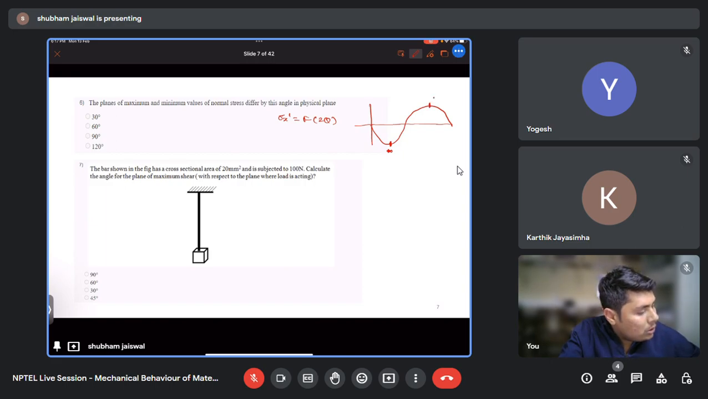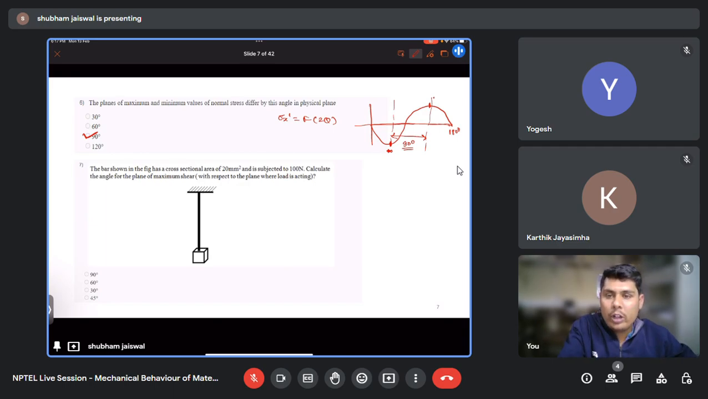So this whole is 180 degree. So now the distance between these two, highest and lowest, that is the plane of maximum and minimum value, it differs by 90 degree. So the correct option is 90 degree.